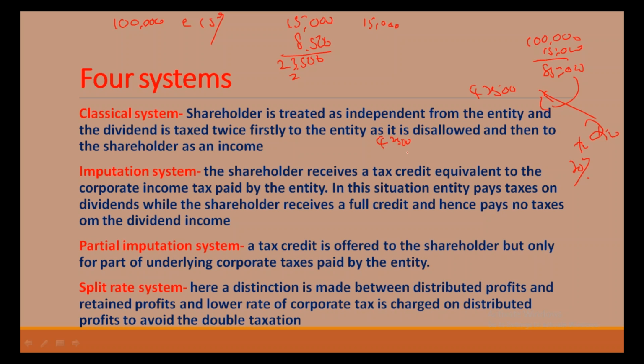Say that again, I didn't get that. Yes. Now the company, you remember, made 100,000 profit. They paid 15% taxes. So after that, whenever you pay a dividend, whether it is the 42,500 or whatever the dividend is, what you are paying is exactly 85% of your profit.